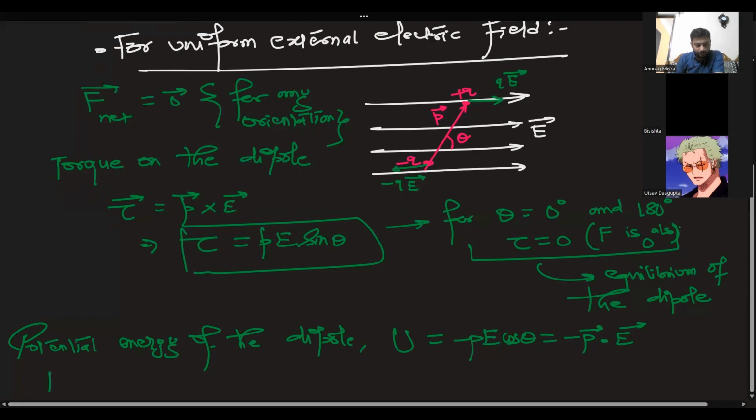We have theta equal to 0 degree and 180 degree. Force was zero, but for theta equal to 0 degree, the potential energy will be minimum. Its value will be minus P E, and this condition is known as stable equilibrium. That means if I displace the dipole slightly from here, it will turn back and return to this position. The external field always wants to turn the dipole around toward itself. The external field always tries to turn the dipole around.